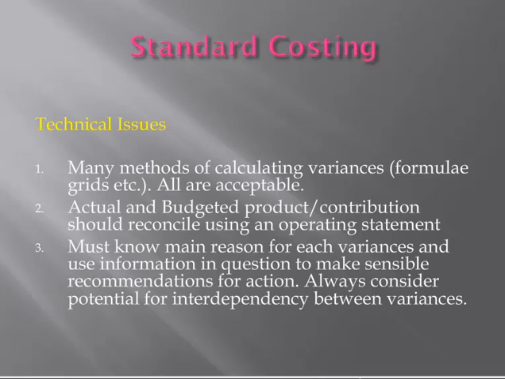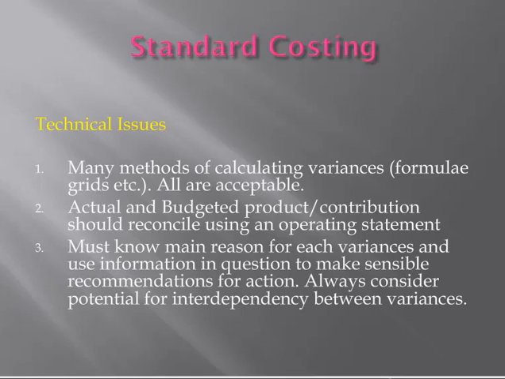As mentioned a moment ago, students must know the main reasons for each variance and use information in the question to make sensible recommendations for action. In such questions, there's typically soft information which is provided. This is non-numerical information, and that typically does tend to suggest why certain variances may or may not be occurring. And it's important that students can link that information to the variances which they have calculated in the question to link their recommendations to what is actually happening.